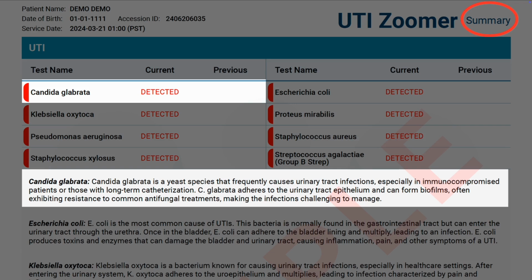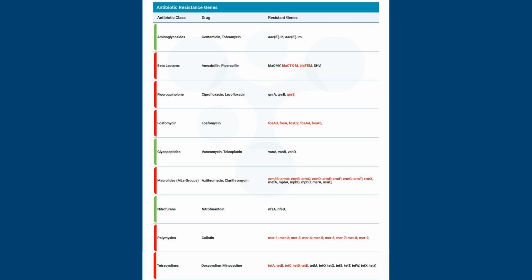For example, Candida glabrata is a yeast species that frequently causes urinary tract infections, especially in immunocompromised patients or those with long-term catheterization. C. glabrata adheres to the urinary tract epithelium and can form biofilms, often exhibiting resistance to common antifungal treatments, making the infections challenging to manage.